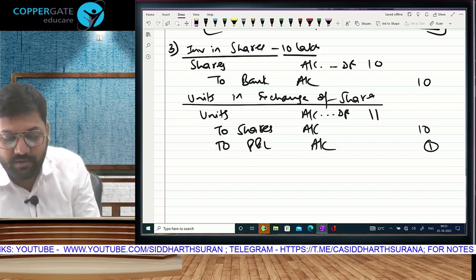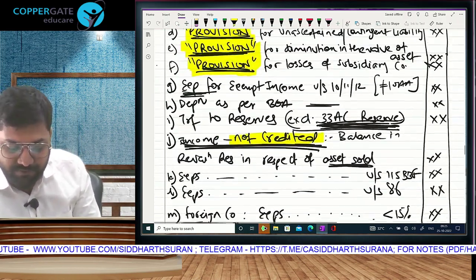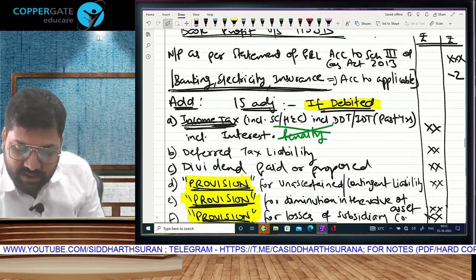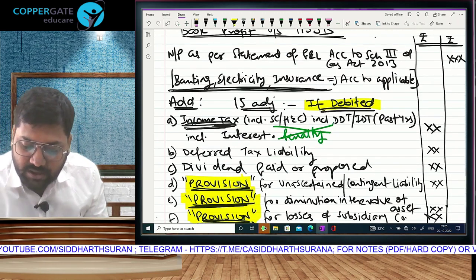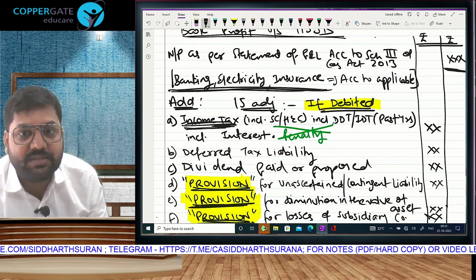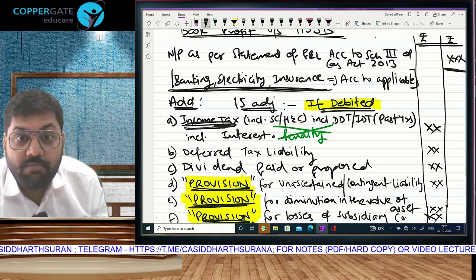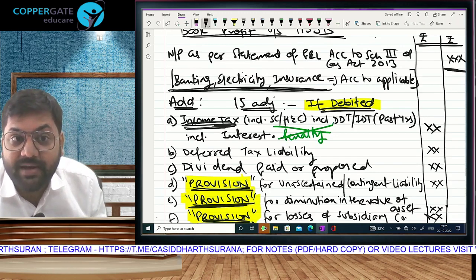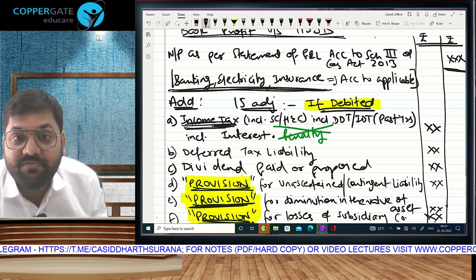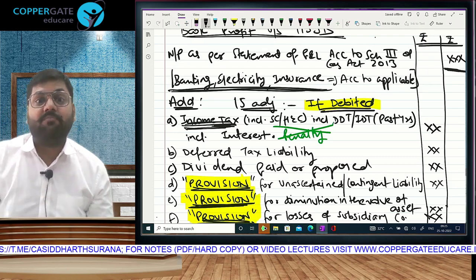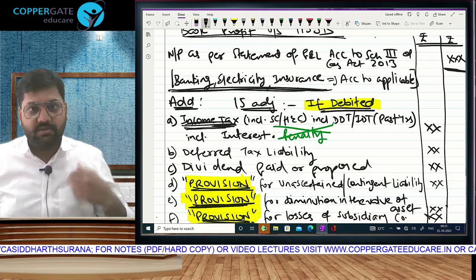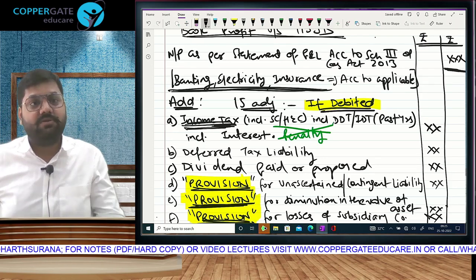Is my account showing profit? If I start with my net profit as per profit and loss account, do you understand my net profit as per profit and loss account is showing profit of 1 lakh rupees? But my question is, do I have to pay tax on this 1 lakh? No, I don't have to. Why I don't have to? Because it is only a notional profit. Profit will arise at the time of actual sale of units. So how to remove this profit from accounts?